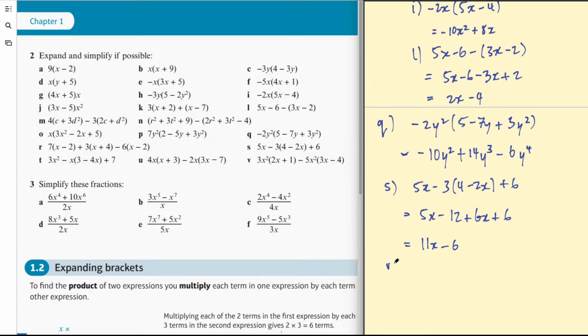Okay, and the last one in this section, 3x squared multiplied by 2x plus 1, take 5x squared multiplied by 3x, take 4. Okay, expanding both of these sets of brackets.